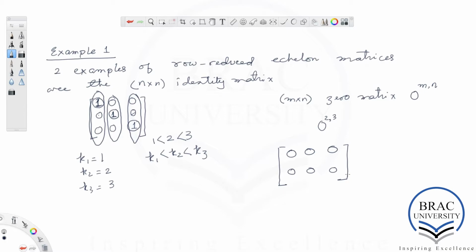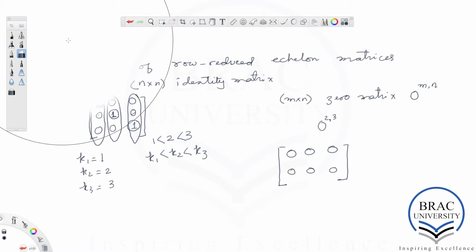And the other two properties, property B and property C, are trivially satisfied for this matrix. So this is a row reduced echelon matrix as well. All right, good. Now let me give you a non-trivial example of a row reduced echelon matrix.